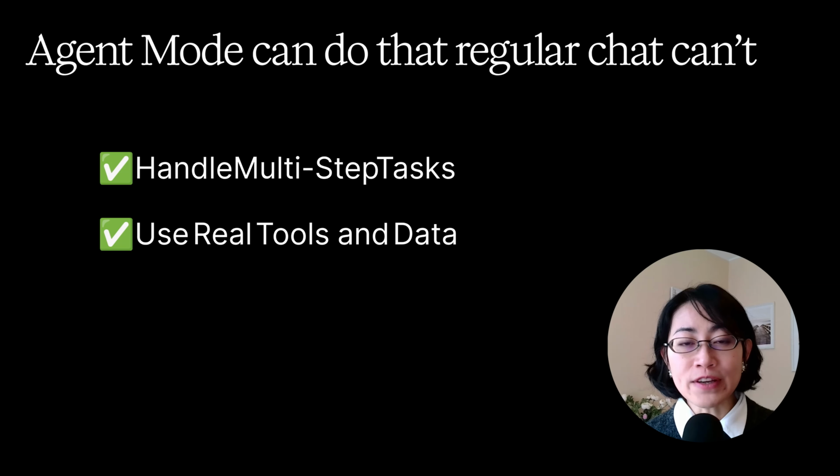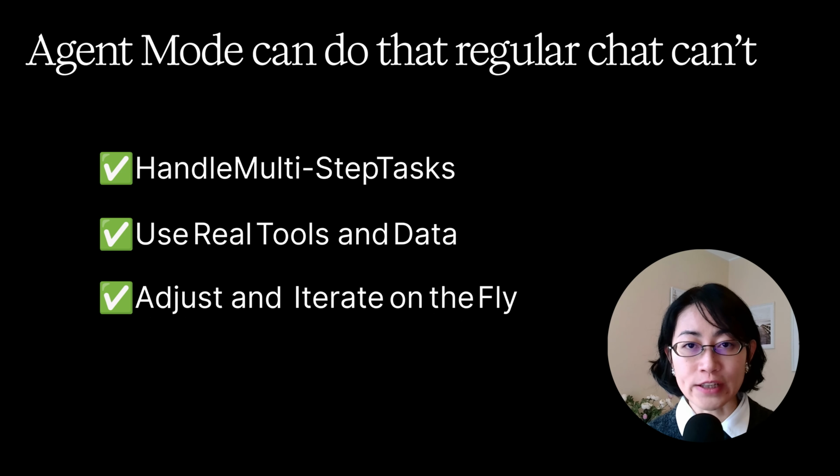Use real tools and data. If you need to pull information from the web without copy and paste, or call an API, or crunch data without knowing exactly how to get it done, Agent just needs one goal and it chooses the right tools, writes the code and runs it without hand-holding. Adjust and iterate on the fly. The agent doesn't just give one answer, it has a process to check its own work, make decisions, and refine the output without needing constant prompts.